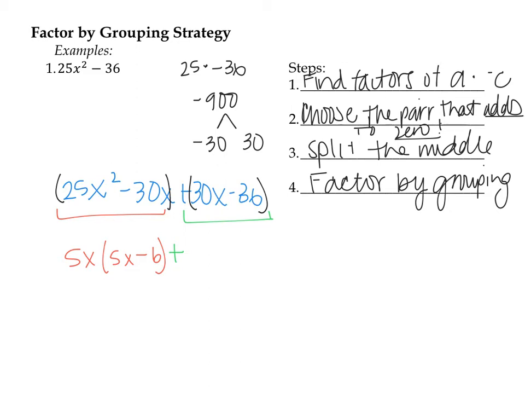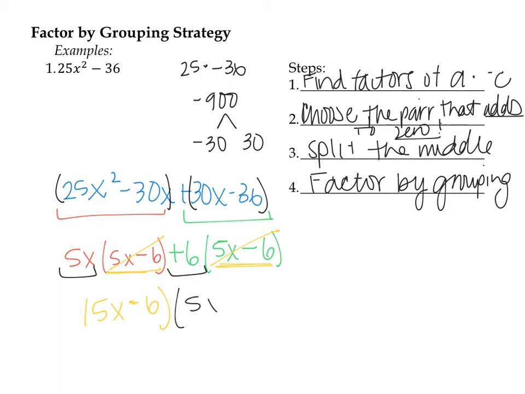What are 30x and negative 36 both factorable by? That's a 6. So this is 5x minus 6. Your goal always is for these parentheses to end up looking the same. When they look the same, then you can factor that to the front as well. So you're left with 5x minus 6 in front. We divide by those, so those go away, and then we need to figure out what is left. Well, that's my 5x and my plus 6. And now you have your two binomials, your two factors that make what I started with.